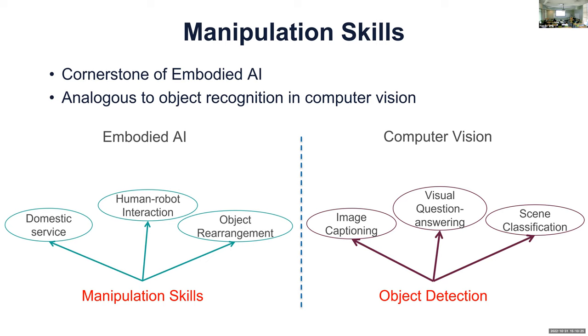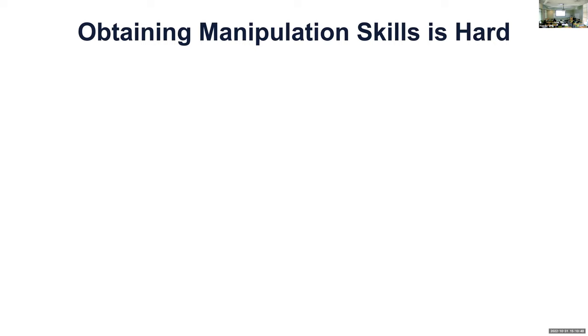With the skills solved, you might be able to push the deployment of robots for domestic service, for human robot interaction, for object rearrangement. This is like, if you have a good object detector, then pushing in the direction of image captioning or QA or scene classification will be much, much easier. Okay, so why do people start to work on high level things, just skipping the layer of manipulation skills?